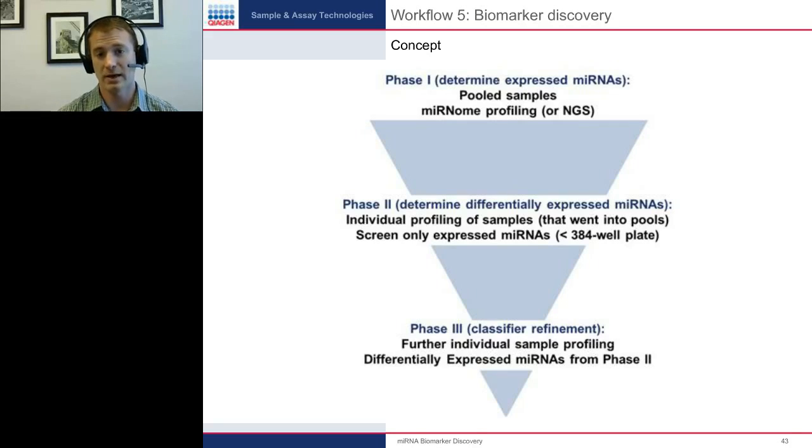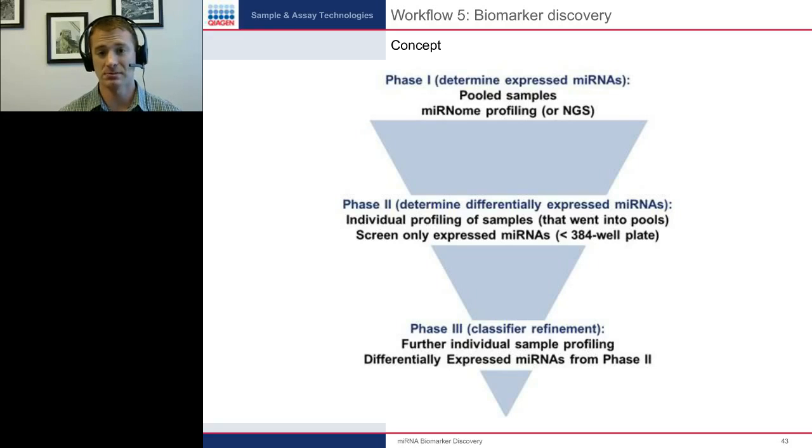This is a qualitative yes or no assessment. The best way to do this is to use a pooled sample profiling approach. We recommend incorporating up to 10 samples per pool and doing pools of both normal and disease, anywhere from 2 to 4 pools per normal and per disease. For this, you want to use the maximal number of assays. This can either be micronome profiling with real-time PCR, or you can use next-generation sequencing.